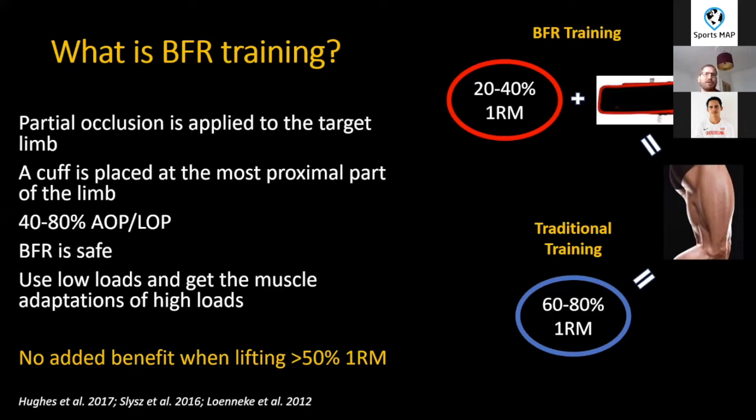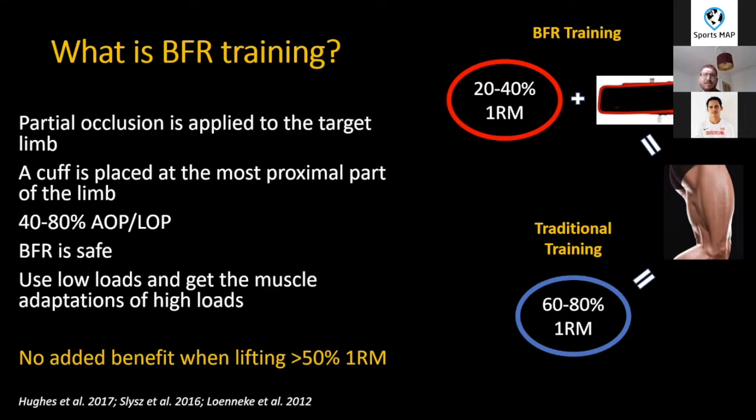And you want to work at pressures between 40 to 80%. This is arterial occlusion pressure, also known as limb occlusion pressure. I'll talk about these in a bit more detail later on. Blood flow restriction training is safe, and done properly, has the same adverse event rates as traditional resistance exercise.